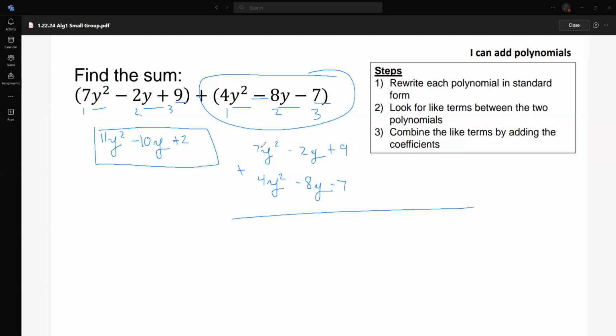So again, we're doing it: 7 plus 4, 11y squared. Negative plus negative, that becomes negative 10y. Sorry, I lagged for a sec. And then 9 plus negative 7, that is positive 2. That is problem number 1, how you solve.